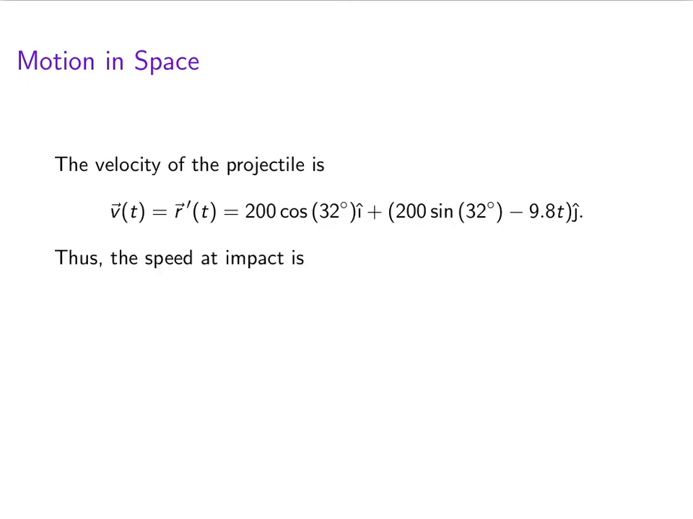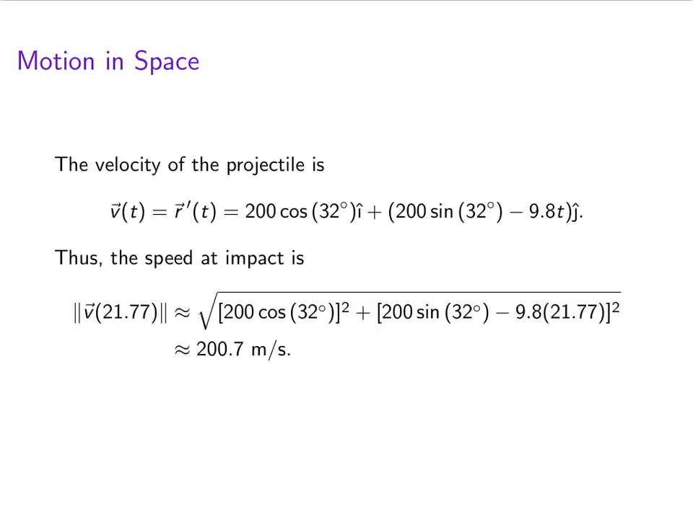All right, let's measure the speed at impact. I'll plug the 21.77 into here. And then we need the speed, so we need the length of the velocity vector. If we work that out, we get just about 200.7 meters per second. Remember, the muzzle velocity was 200 meters per second, so it's going a little bit faster when it hits the ground. Now we're doing all of this, of course, assuming no air resistance.